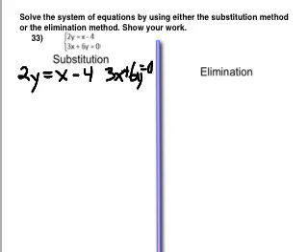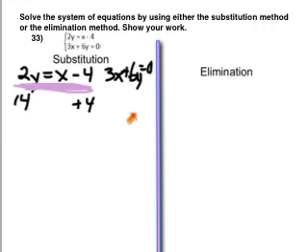The one that would be easiest to get into the form with either x equals or y equals is this one. And I'm going to do x equals, because if I do y equals, we're going to get a fraction. I try to avoid fractions just because they're more work. Not because I hate them, though. So I add 4 to both sides.